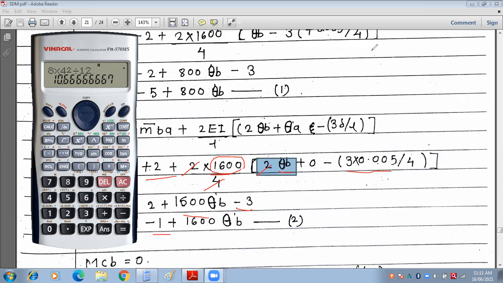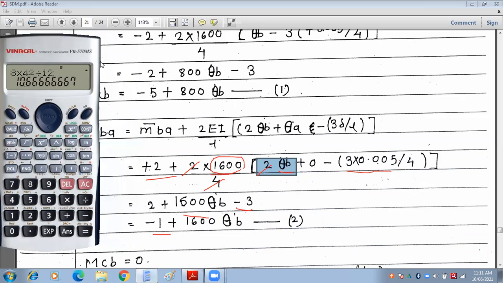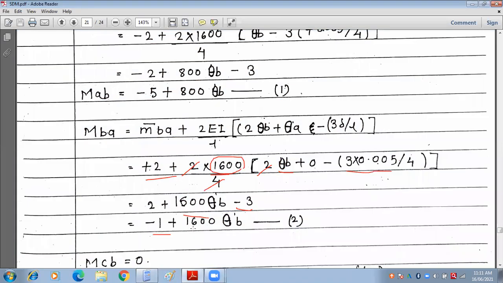Now your equation will be minus 1 plus 1600 theta B. Okay, this will be our equation number 2. Now once you will be getting equation 1, equation 2 for the span AB and BA. Similarly, now we have to work out for the span BC.